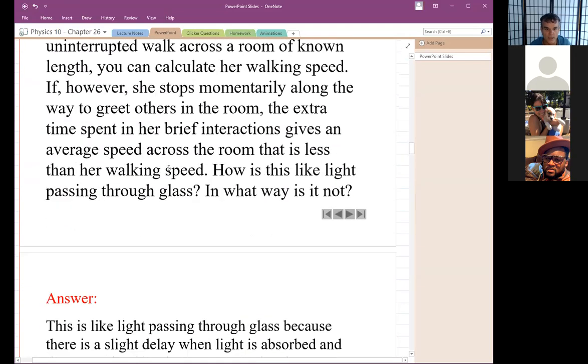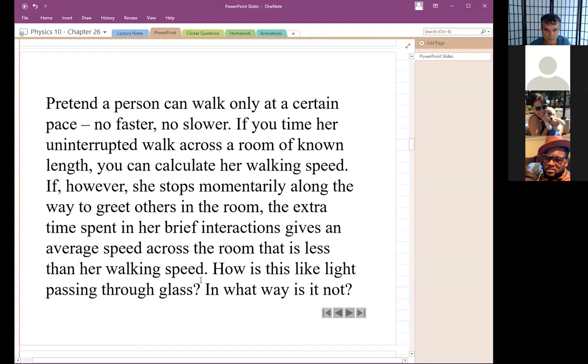Here's a question I wanted to ask you about that. Pretend a person can walk only at a certain pace, no faster, no slower. If you time her uninterrupted walk across a room of known length, you can calculate her walking speed. If, however, she momentarily stops along the way to greet others in the room, the extra time spent in her brief interactions gives an average speed across, no?